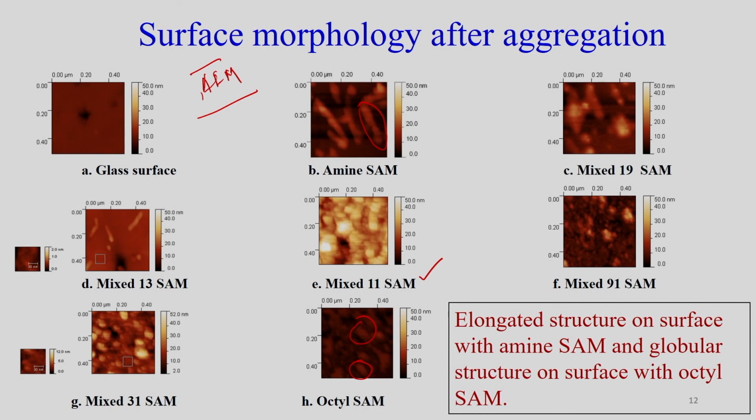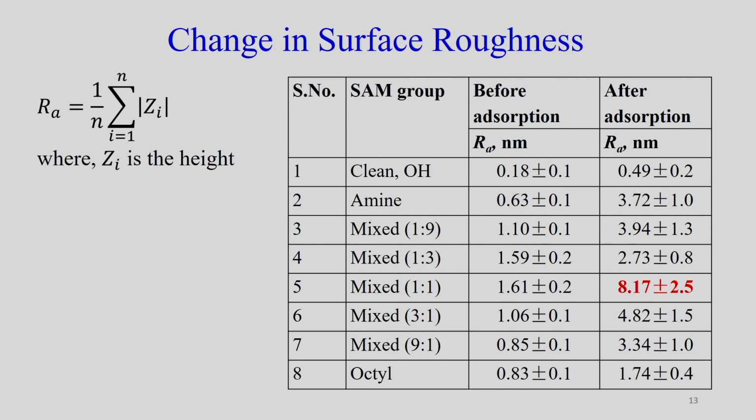Also we saw that different surface chemistry affected the secondary structure of the aggregates, and it is also affecting the morphology of the aggregates. So, we observed an elongated structure on amine rich surfaces and a globular structure on octyl and octyl rich surfaces. Once there is a deposition, it means there will be an increase in the surface roughness.